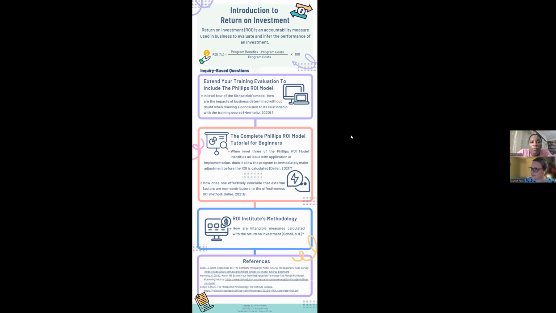The first article I read was "Extend Your Training Evaluation to Include the Phillips ROI Model." My question from this article is, in level 4 of Kirkpatrick's model, how are the impacts on business determined without doubt when drawing a conclusion about its relationship with the training course?